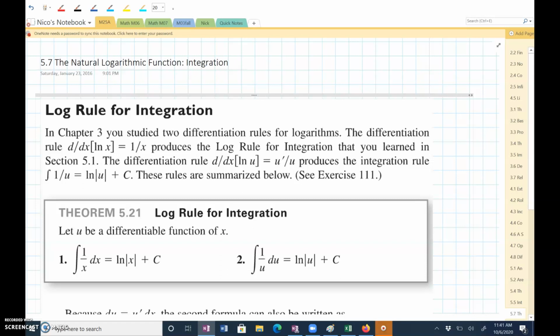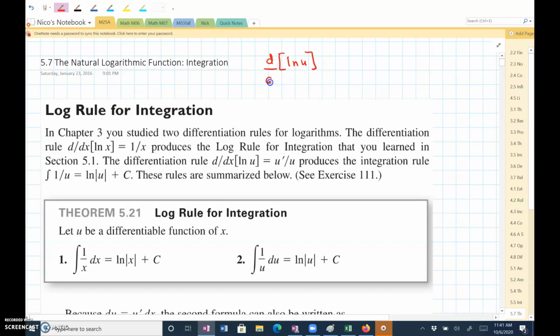5.3, the natural logarithmic function integration. So first of all, remember when we took the derivative of the natural log of u with respect to x, this was equal to u prime over u.